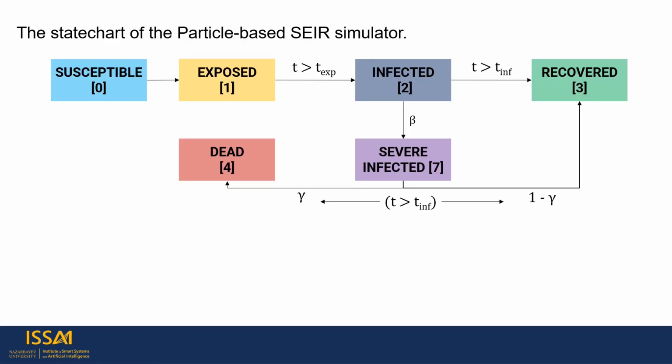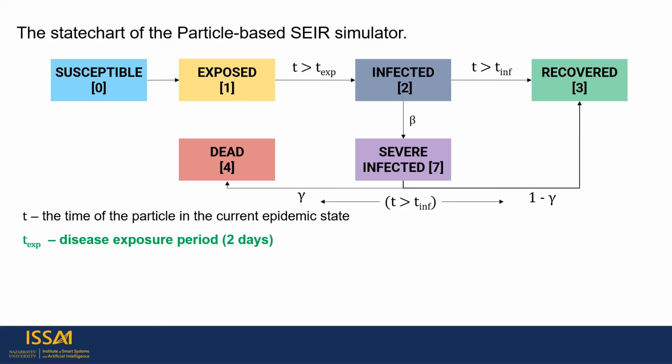Here is the state chart of the simulator with the 6 states that we just introduced. First, let's cover the state transition parameters that we have. T, as mentioned earlier, is the time of a particle in the current epidemic state. T exposure is the time a particle spent in the exposed state. T infected is a diseased infection period during which a particle can be either infected or severely infected. Realistically, these two parameters would be 5 and 14 days. But for this tutorial, we will simplify it to 2 and 5 days.